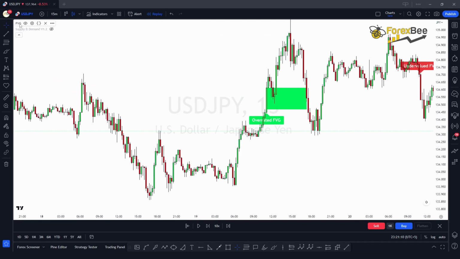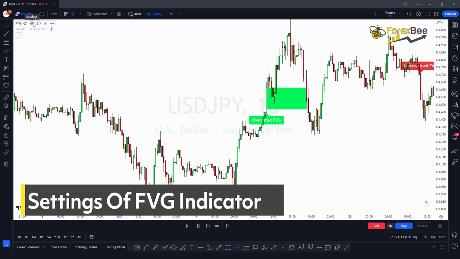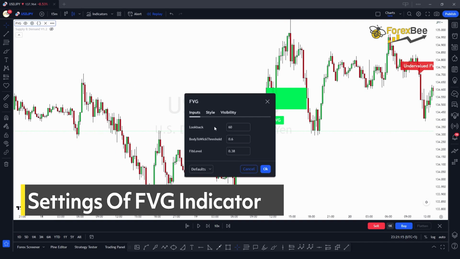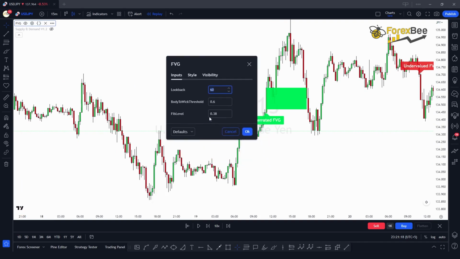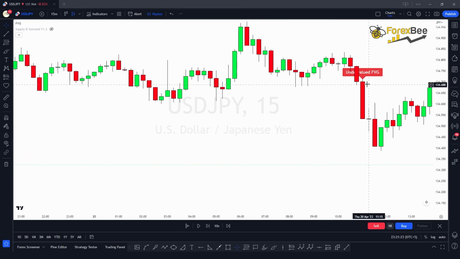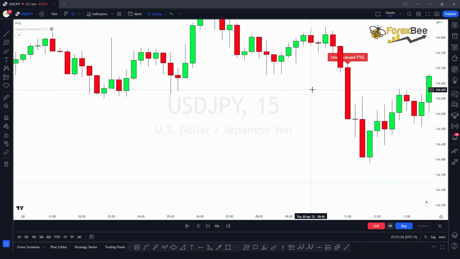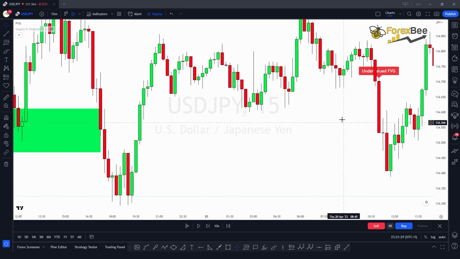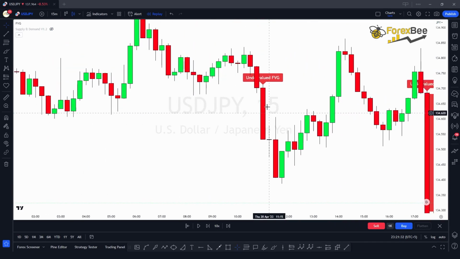Now let me just go ahead and show you the settings of this indicator and the modifications that you can do. So in the inputs you can change the look back period, and this look back period actually looks for the size of the candle. For example, in the formation of fair value gaps, the indicator must look back a certain number of candles to see if the candle on which the fair value gap is forming is bigger than the previous candles. As you can see, this candle must be bigger than the look back period that we have provided, and what it checks is if the overall range of this candle is bigger than the previous 60 candles.